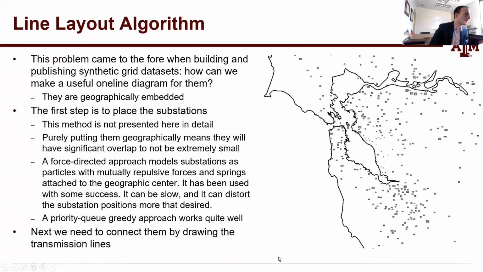The first thing I want to talk about today has to do with the line layout algorithm. The idea here is when we're building synthetic grids, or when we have a real grid as well, say, how can we make a useful one-line diagram for them? The real one-line diagrams are built and maintained with a lot of labor. That's a really important part of the engineering process, is having good diagrams of a system.